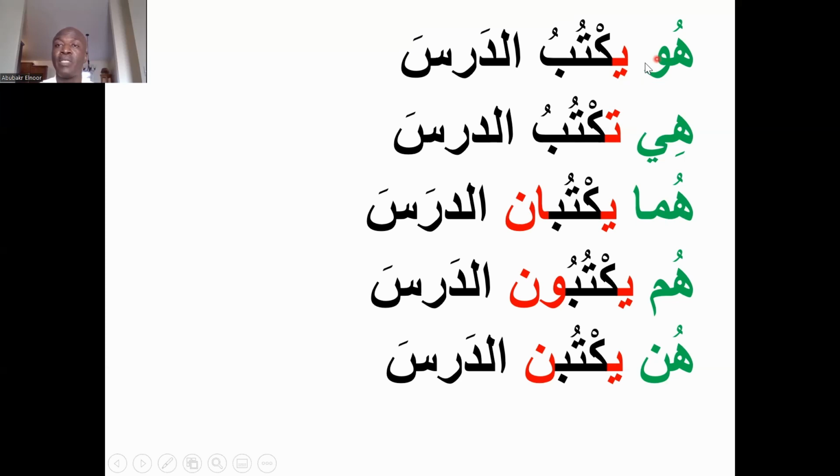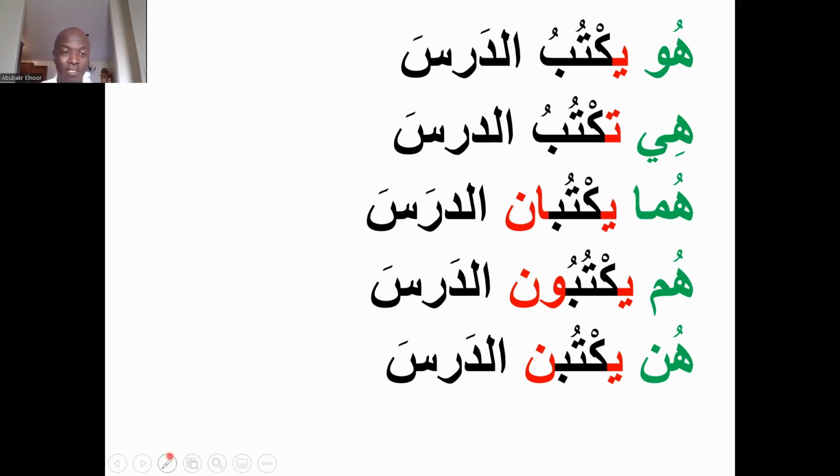As you can see here, the prefix for the third person is always the ya, except for she. It's a ta. So the ta belongs to the second group, the second person, but in this case here is an exception. All the prefixes are ya except for she. The suffix for they dual, they two, is alif noon. For they plural masculine it is waw noon. For they plural feminine it is noon. So these are the prefix and the suffix for the present tense.